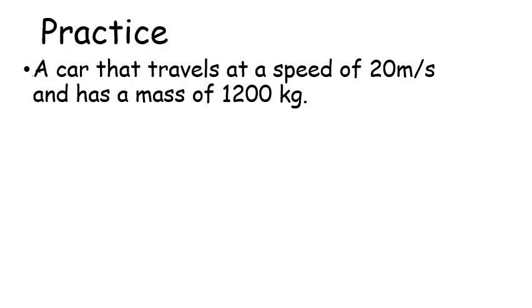Let's have a go at a practice question. A car travels at a speed of 20 meters per second and has a mass of 1,200 kilograms. Calculate the kinetic energy. The first thing we need to do is to remember the equation. So kinetic energy equals 1/2 times the mass times the velocity squared. Then we need to substitute. Substitution is taking the figures from the question and putting them in the equation. This will always gain you a mark in the exam.